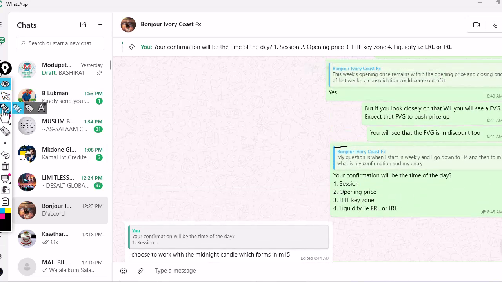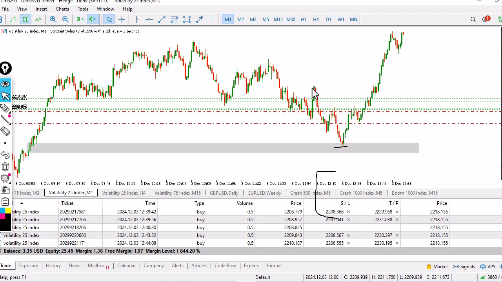So after I've done my analysis, look at the confirmation I gave him. For confirmation, my session, I'm trading the New York session, PM session, not the AM session. My opening price and my higher time frame key zone and my liquidity, external or internal liquidity. Now let me show you the implication of this liquidity. Now I've gotten all those things that I needed in that place, right?